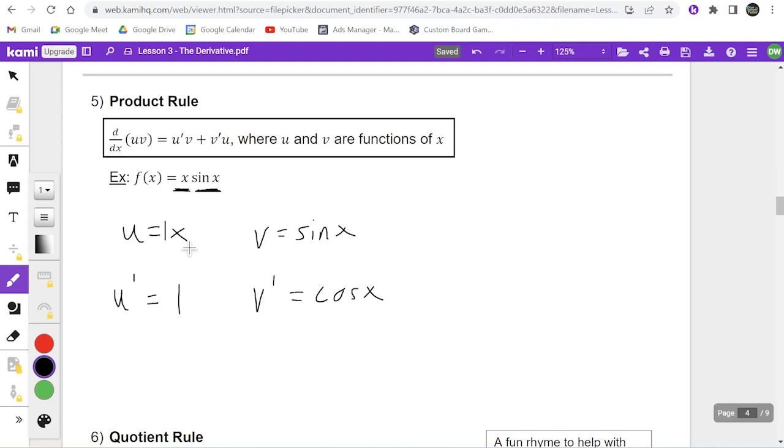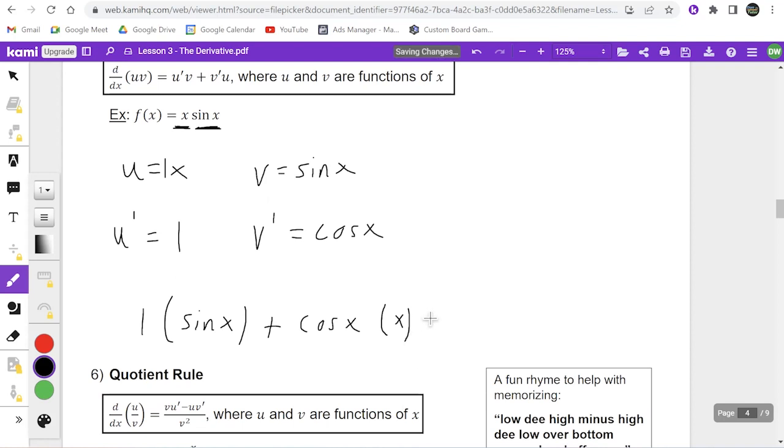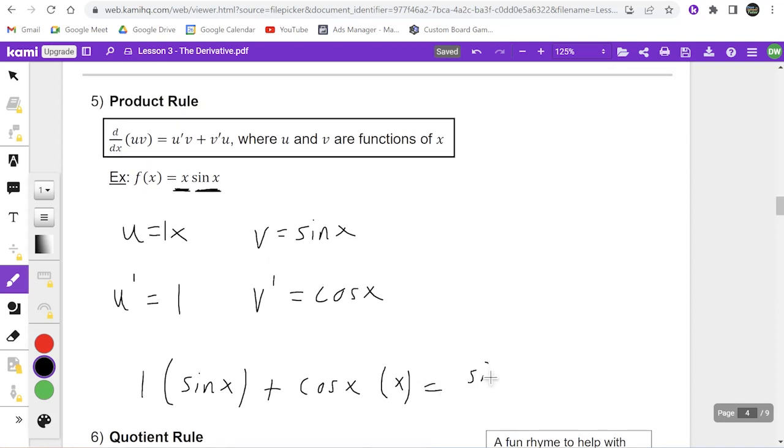And so now we just plug this in the formula. U prime times v, so that's 1 times sine x, plus v prime times u, which means cosine x times 1x, or you can just write x. And then you just simplify this, and you're going to get sine x plus x times cosine x. The order of how you write this doesn't really matter that much, so this is fine.